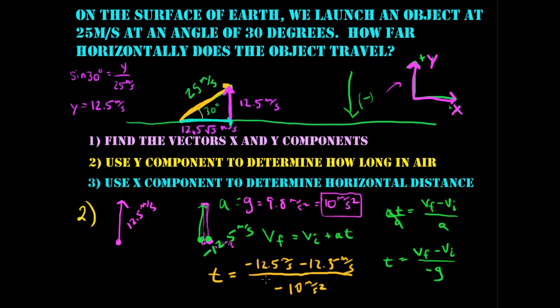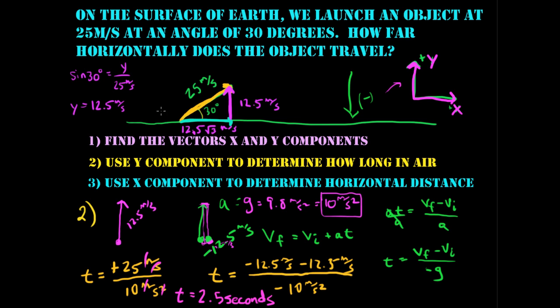Negative 12.5 minus 12.5 is negative 25. So we had negative 25 meters per second over, well, we could call it positive because the negatives will cancel, over 10 meters per second squared. 25 divided by 10 is 2.5. So let me change color so it doesn't get lost here. It's 2.5, and meters will cancel and one of the seconds will cancel. We'll be left with 2.5 seconds.